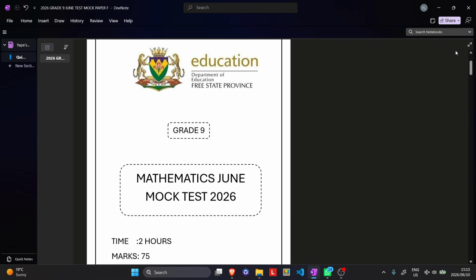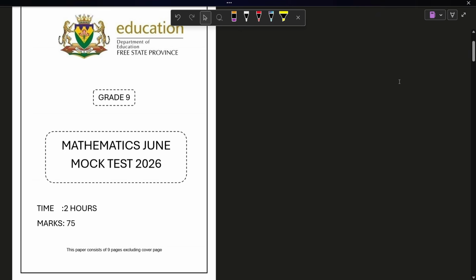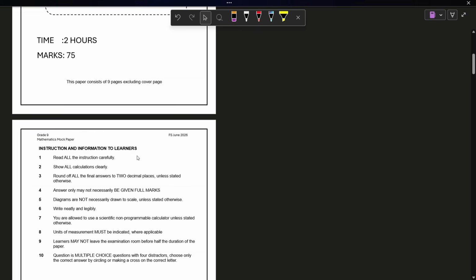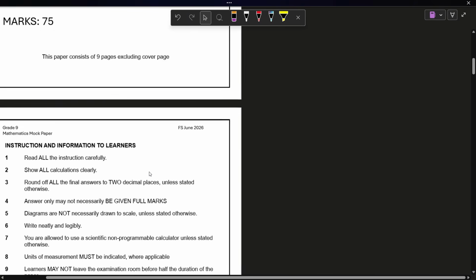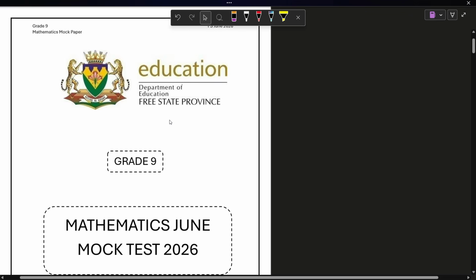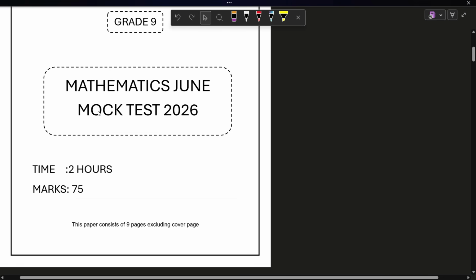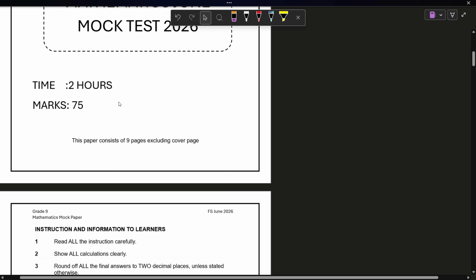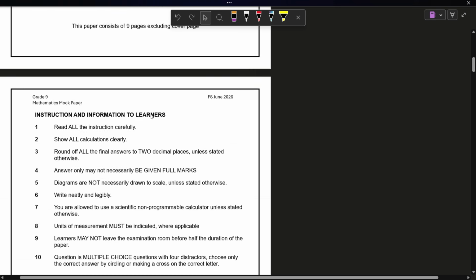Let me just enlarge this page. Let's go through it quickly. Zoom in a bit. Okay, great. I'm sure the visual is good. So this is the Mathematics June mock test 2026. Time is 2 hours. Marks 75.